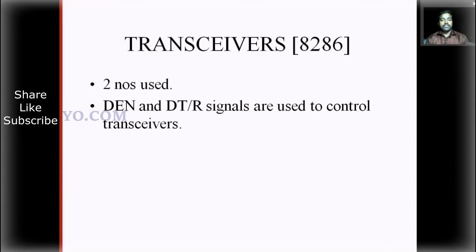Then the second thing is the transceiver. Transceiver means transmitter and receiver, both combined together. So two transceivers are used. The transceiver is controlled by the data enable and data transmit/receive signals. These two signals are used to control the transceiver. The transceiver number is 8286. So we need two transceivers.